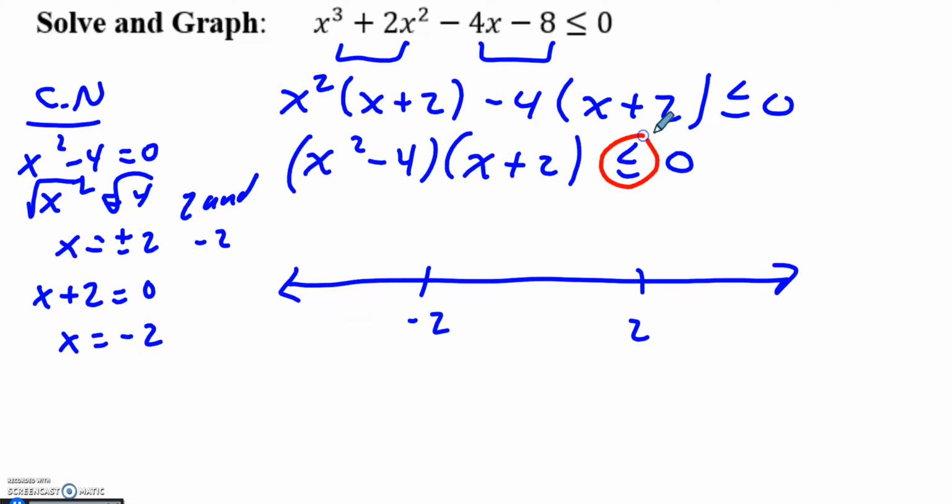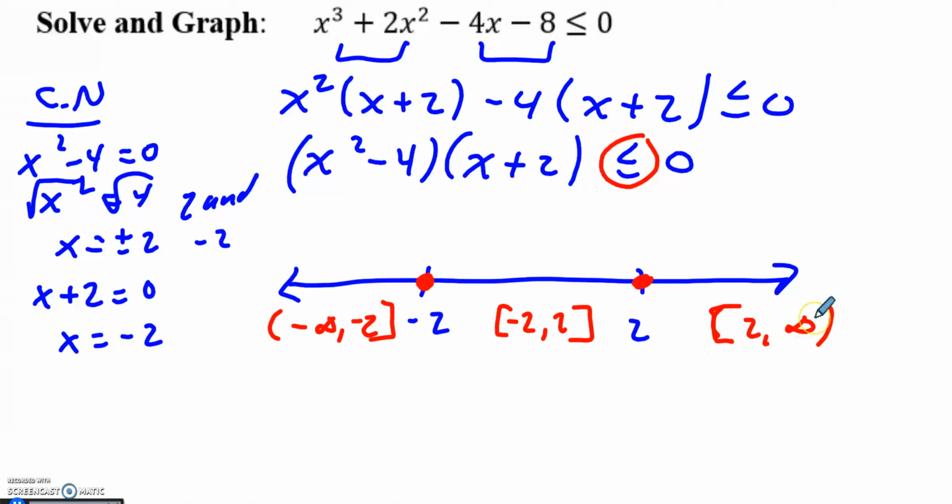Because my inequality is less than or equal to, this time -2 and +2 are included, so I'm going to put closed dots on those. And again, I have 3 possible intervals for this one. So either -infinity to -2 included, -2 to 2 with the brackets, or from -2 to infinity, included, not included.